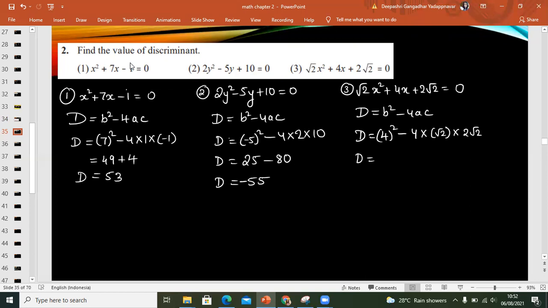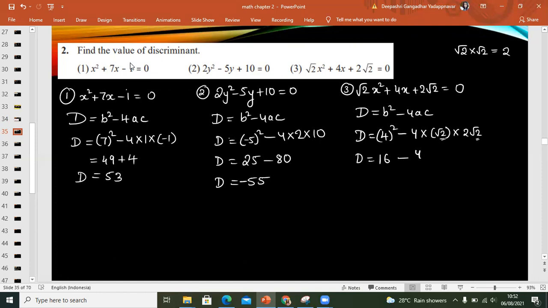D equals 4 square is 16, 4 times 4 is 16, minus, how to multiply these numbers? Remember one point here: when you multiply any root twice, you will get only a number, because the root will cancel. When you multiply twice, this root will cancel and you will get the number present inside the root. So here you will see there is a root 2 here and root 2 here. When you multiply this root 2, you will get the answer 2.